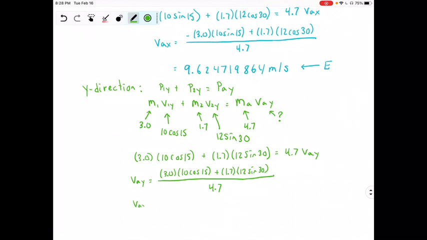And when I plug that into my calculator, I get 8.335696764 meters per second, keeping all the decimal places again, so that way I don't introduce rounding error. And since I have a positive answer, that means that I take the direction to be north. So now I found the component of the final velocity in the x direction and the component of the final velocity in the y direction. I need to combine those to get the total velocity after.